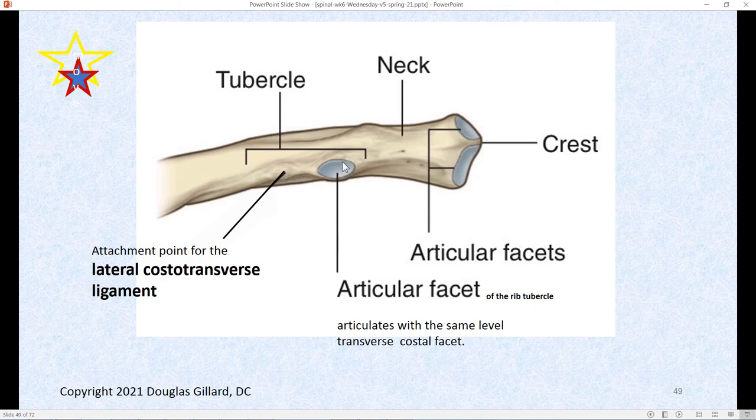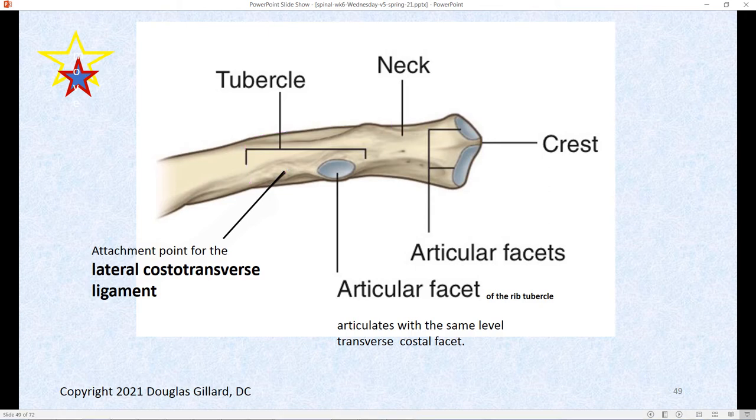And there's the facet. This is all rib tubercle, and this joint is off a little too, isn't it? So the tubercle would run from here right up to about here. That's all tubercle. Now, in the tubercle, there's an articular facet, or a facet of the rib tubercle. What does that connect to? It connects to the transverse costal facet on the TP. Of which bone? Same bone or level above or level below? Same bone. Okay? And there's the tubercle of the rib tubercle.